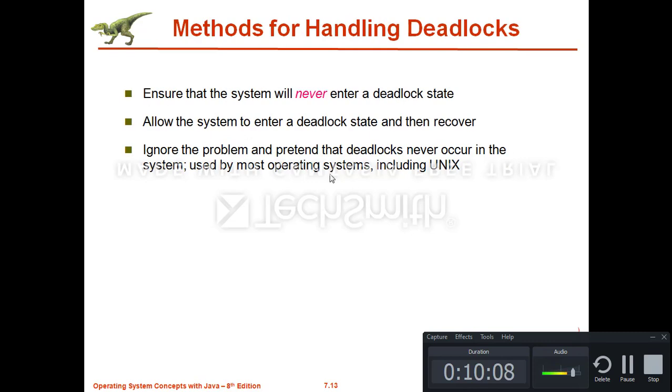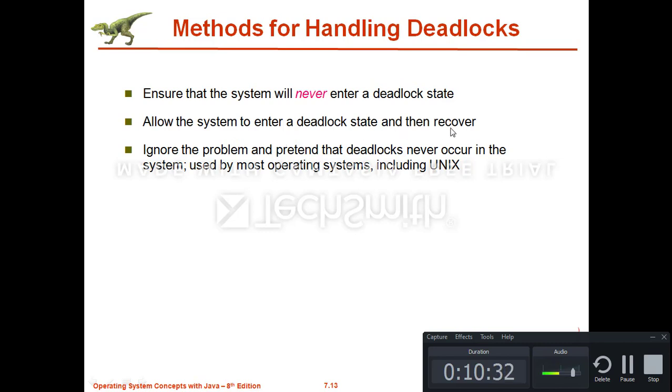Okay, let's go ahead. Next, one more important topic, that is methods for handling deadlock. There are n number of methods. Ensure that the system will never enter a deadlock state. That is nothing but we should take prevention so that it will never enter the deadlock situation. Or allow the system to enter a deadlock state and then recover.